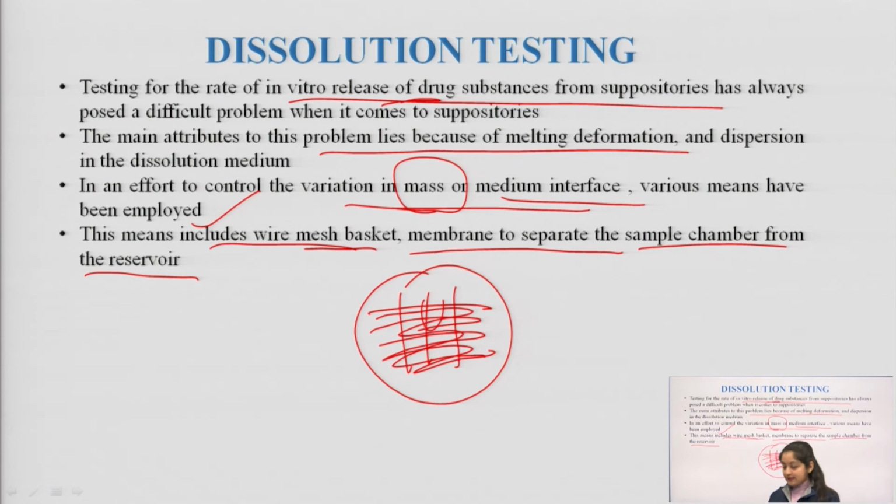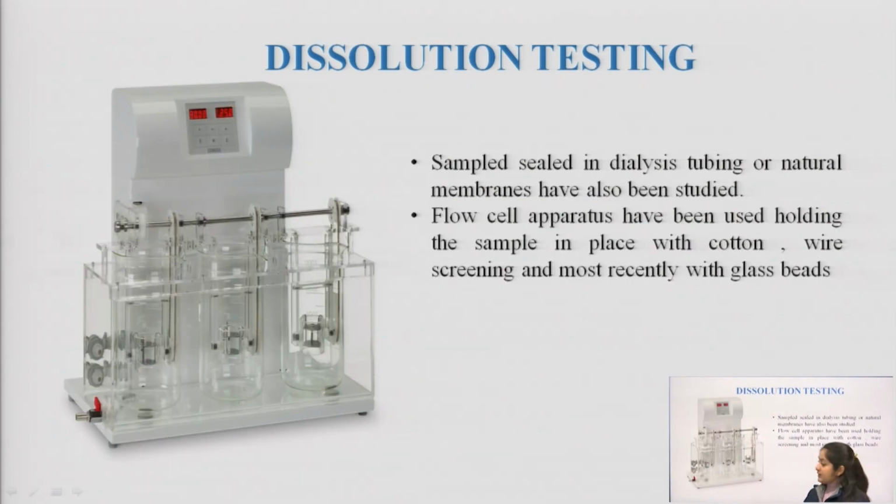Now, to understand this test in a deeper way, here is the apparatus which everyone is familiar with, because it is the same apparatus used for the dissolution testing of tablets and capsules. Here, the sample is sealed in dialysis tubing or natural membranes, which has also been studied. As I have discussed, the placing of suppositories is a great hindrance in studying dissolution. So, instead of using the entire basket, we use a mesh or a particular membrane. The membrane can be a natural membrane, a nitrocellulose membrane, or any membrane on which your suppository is going to be placed.